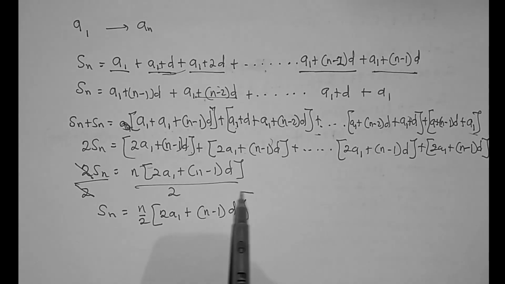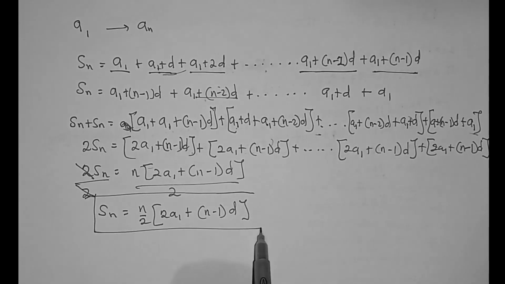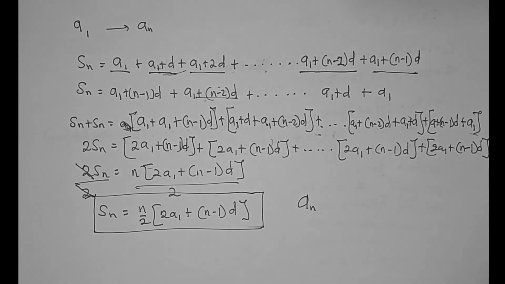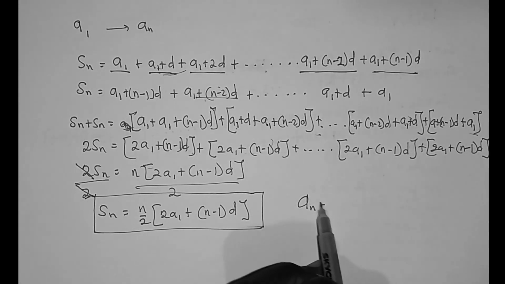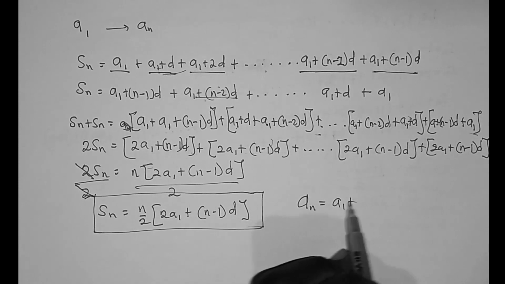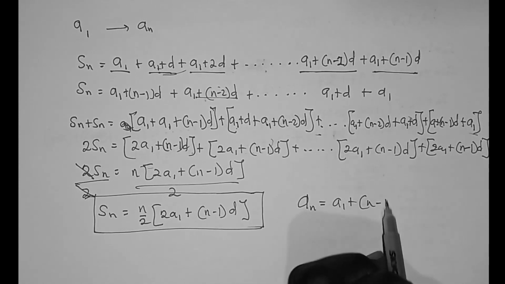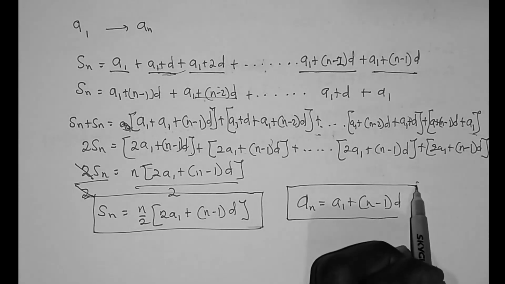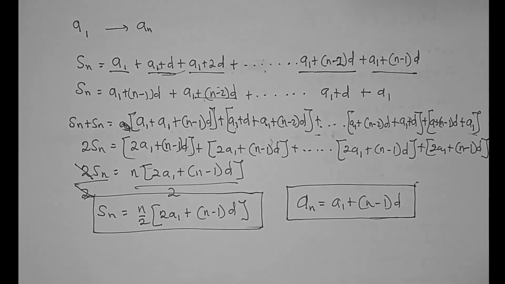So this is the general formula for finding the sum of an arithmetic sequence. And then the formula for finding the nth term of an arithmetic sequence is an equals a1 plus (n minus 1)d. These are the two most important formulas when it comes to arithmetic sequences.